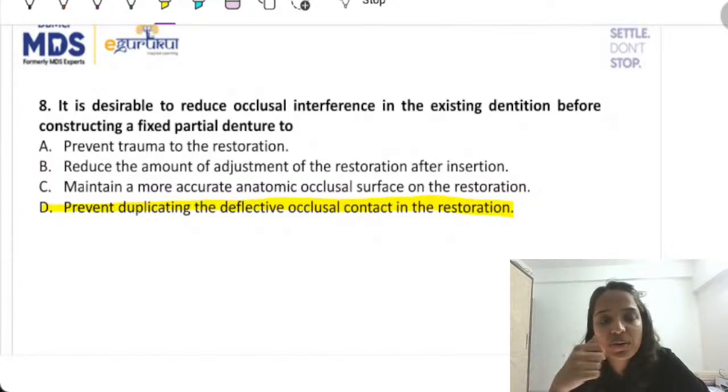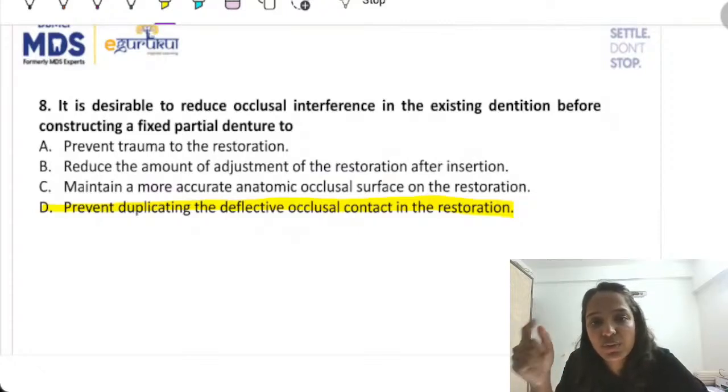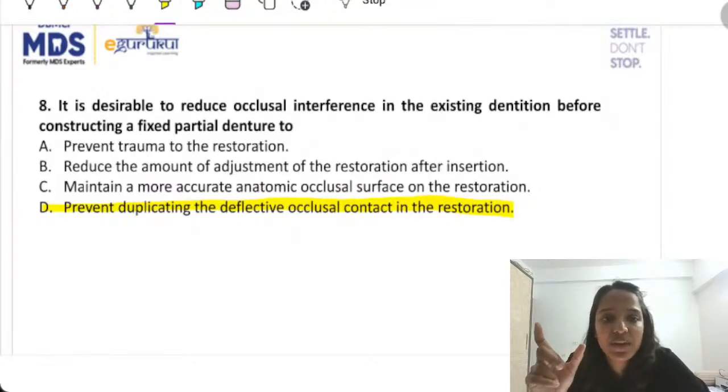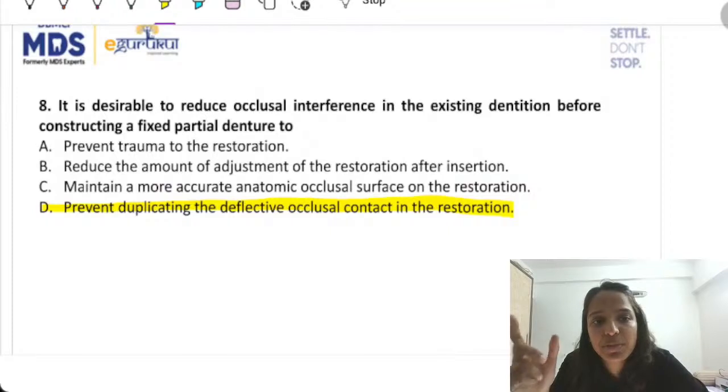When you have not identified the occlusal interference in the prosthesis, and now you are trying to adjust it after making the restoration, which is technically wrong. The correct thing would have been to identify the occlusal interference beforehand, correct it in the patient's mouth, and then start the process of making a crown, so that you don't have to do the corrective procedure in the restoration. What option B says over here is reduce the amount of adjustment of the restoration after insertion. So you are accepting that you are going to do adjustment in the restoration after insertion, and that is something that is technically not correct. Theoretically it is not correct.